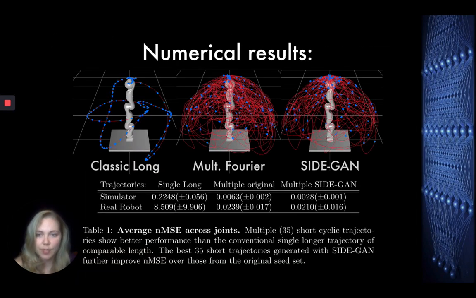Here's a summary of the classic trajectory, multiple cyclic Fourier trajectories from the training data set, and SIDE-GANs. As you see in the results, in simulation, a single long classical trajectory definitely loses to multiple cyclic trajectories, and then SIDE-GANs perform even a little bit better. The same happens in the real world, with the exception that multiple trajectories produced with modified Fourier transform versus SIDE-GANs, although featuring some positive results, shows quite a small difference, quite close to inconclusive.